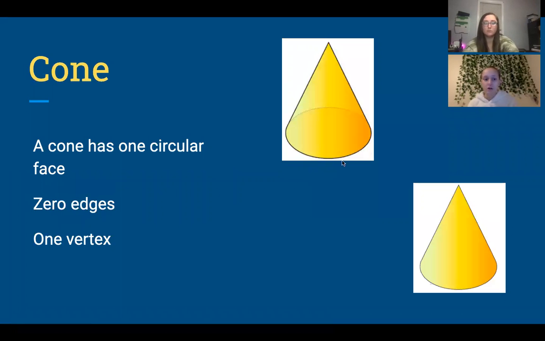Our second one is a cone. A cone has a circular face. If you look down right here at the bottom, the flat edge is a circle. It has 0 edges and 1 vertex, which is right here at the point. An example of this would maybe be like an ice cream cone. You can hold it in your hand and it's an object that you have.